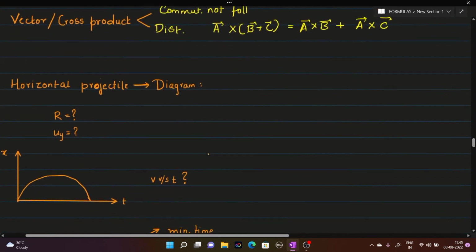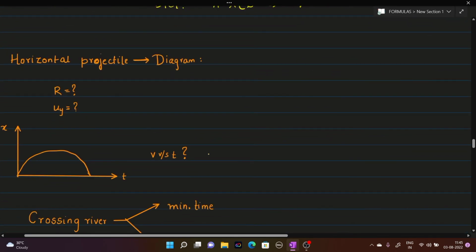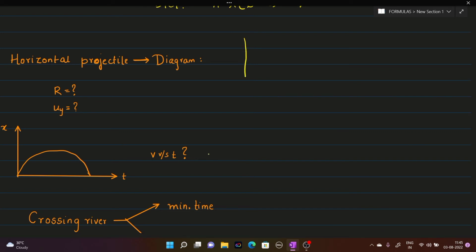After these properties, there is horizontal projectile. What is actually a horizontal projectile? This is a projectile, see. We consider this as a platform, and from this platform we take an object.